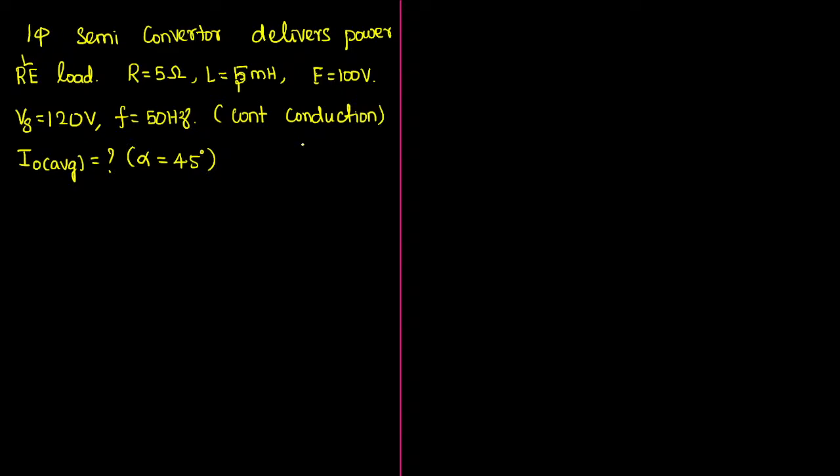If you don't know the answer, no problem. I will be dropping the answer. Don't worry. Single phase semi-controlled converter. You know, semi-controlled means 2 diodes and 2 thyristors will be there. What can be the expected V0 average?